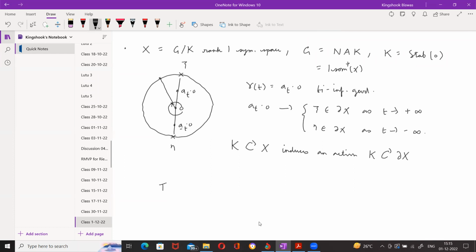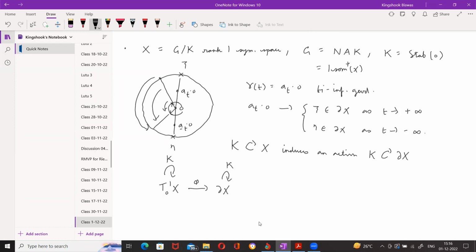And what happens is this homeomorphism is K equivariant. So that means it conjugates the K action on the unit tangent sphere to the K action on the boundary. That's clear because if K moves this tangent vector to this tangent vector, then clearly it moves this geodesic ray to this geodesic ray, and so it moves this boundary endpoint to this boundary endpoint. Is this clear?